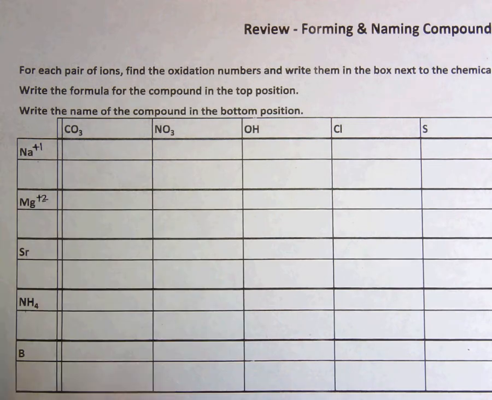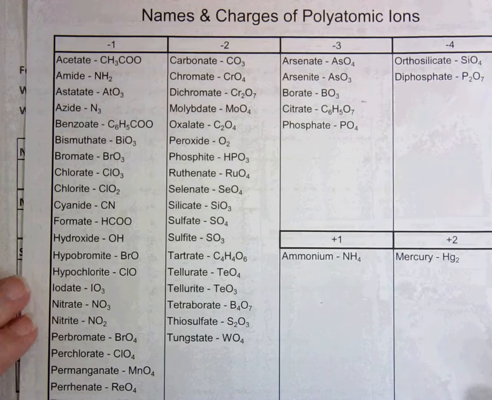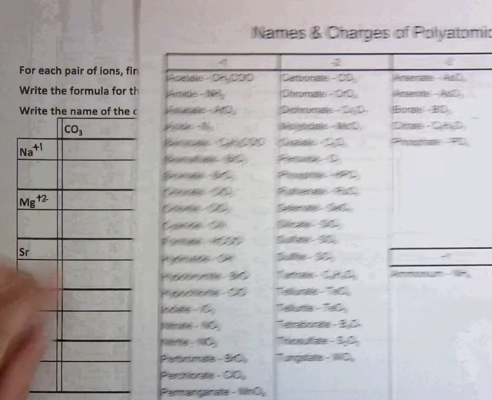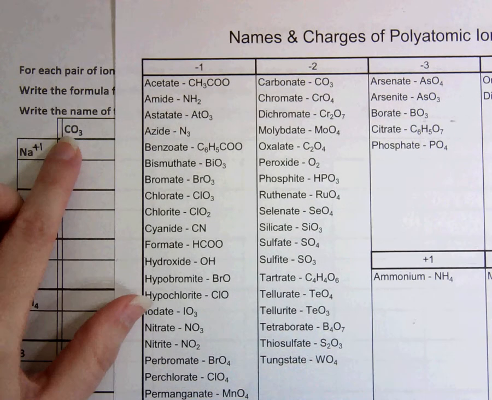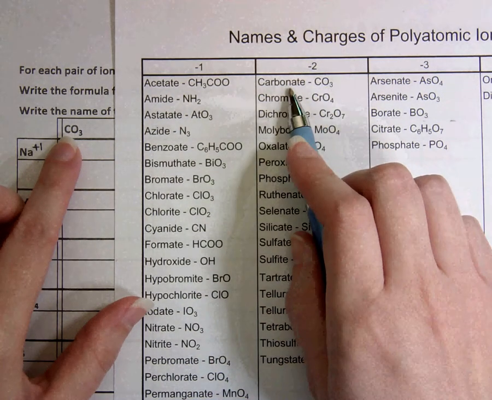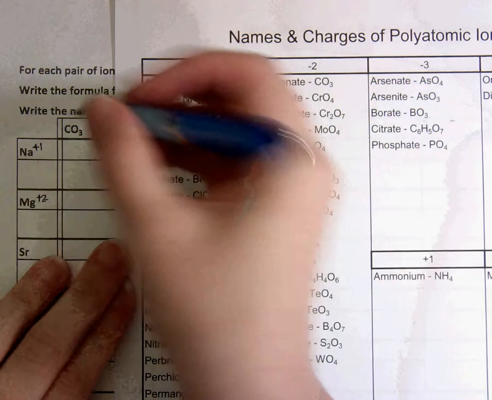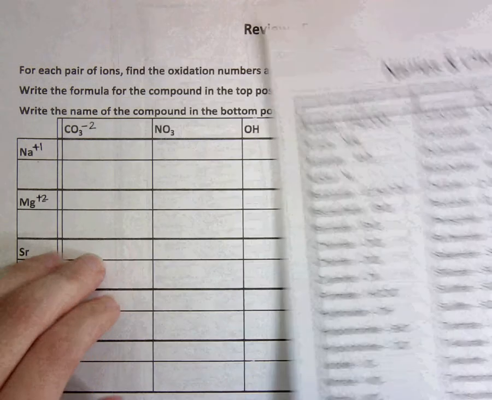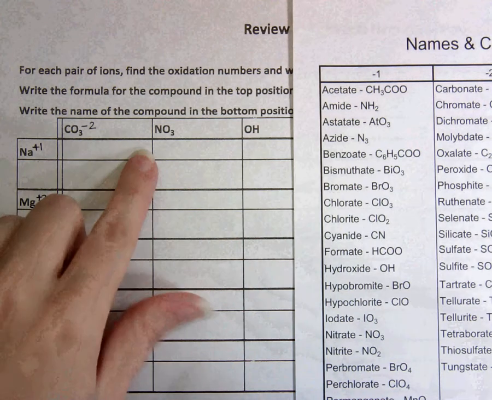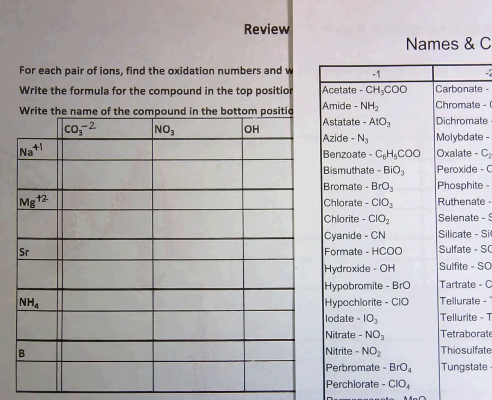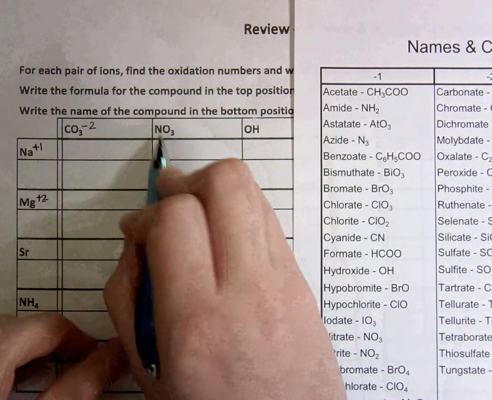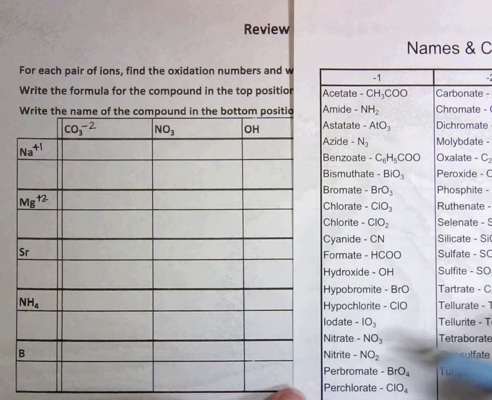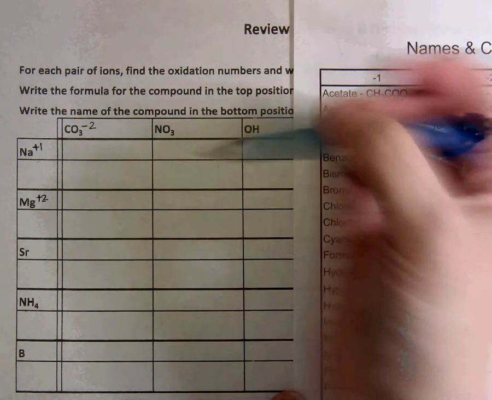If you have a polyatomic ion, however, you'll need to look at your polyatomic ion chart. So here I have CO3, so I would find CO3 carbonate, which is a -2 charge. So I'm going to put a -2 here so I know what the charge is. No, you know what, I'm going to go ahead and use this one. NO3 is nitrate right here, and it's a -1 charge.